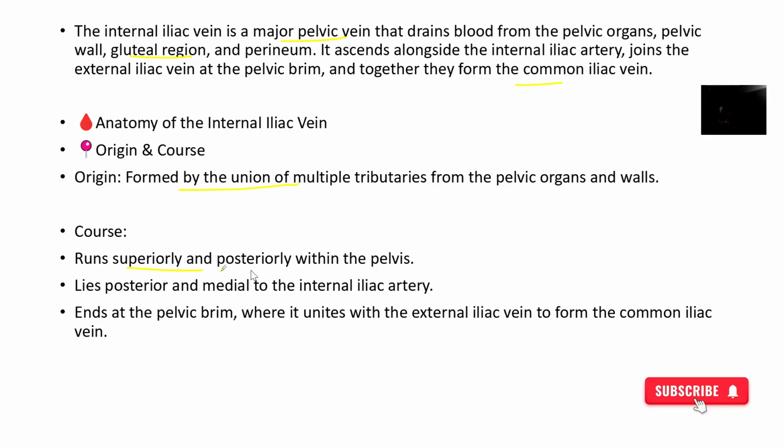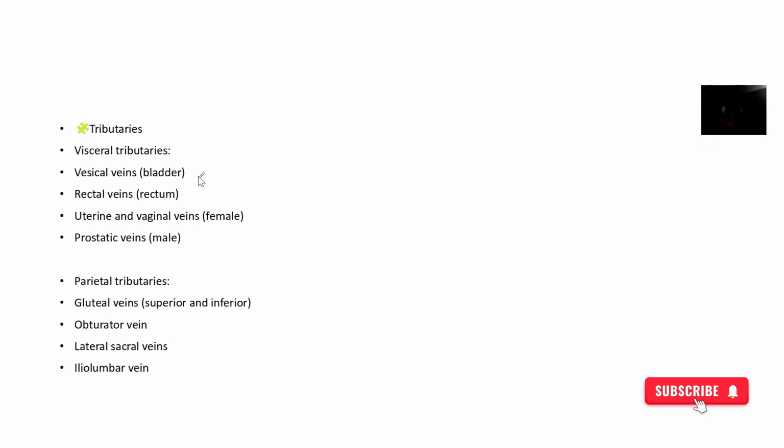Now it runs superiorly and posteriorly within the pelvis. So it lies posteriorly and medial to the internal iliac artery. So it ends at the pelvic brim, where it unites with the external iliac vein to become the common iliac. So it communicates with blood vessels that give branches to what? That's basically vesical veins, the ones that go to the bladder, rectal veins, uterine veins, vaginal veins, prostatic veins.